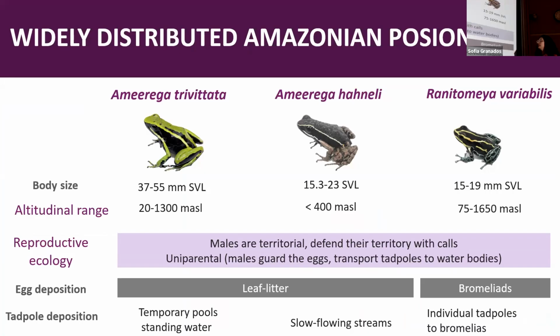I'm not going to explain all of this, but mainly they have different sizes. We have big frogs, like 5 centimeters, which is huge for a poison frog. And then we have this little tiny one that is up to 2 centimeters. They have differences in altitudinal ranges, reproductive ecology, and where they deposit tadpoles. I'm going to talk a little more about this later when we get into discussing this species.